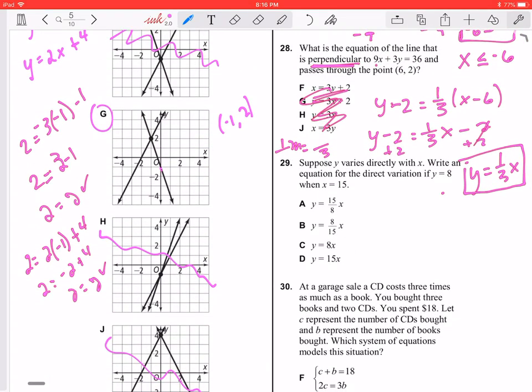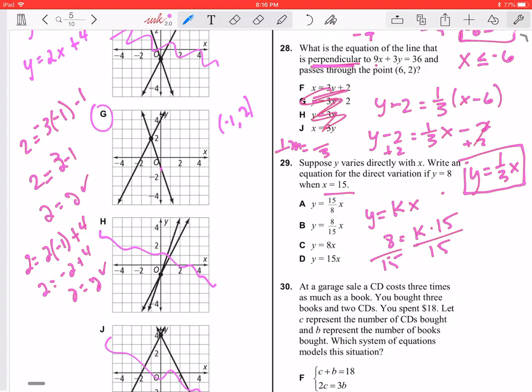Okay. Number 29. Suppose y varies directly with x. Write an equation for direct variation if y is equal to 8 and x is equal to 15. Direct variation is y is equal to kx. Okay? 8 is equal to k times 15. Now, that means we need to solve for k, so I'm going to divide both sides by 15.